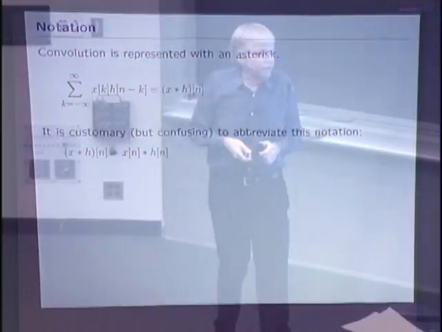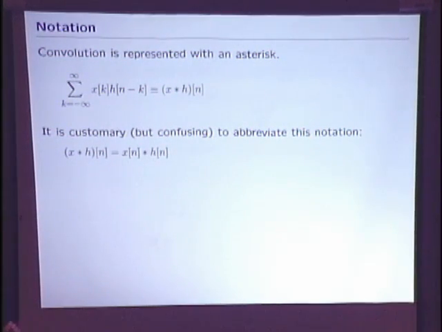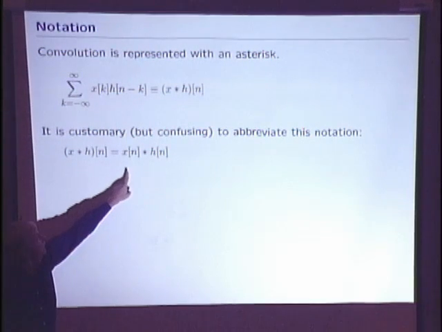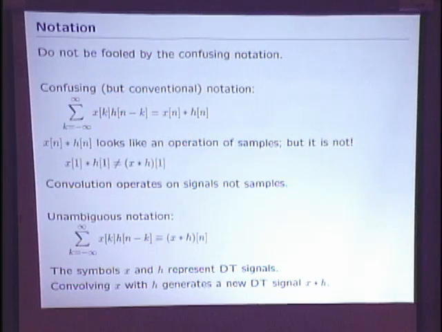The confusing thing is that most people in the field write it this way. The signal x of n convolves with the signal h of n. The reason that's confusing, and the thing you will never do because you were here, is confuse the meaning of that statement with what looks like an operation on samples.